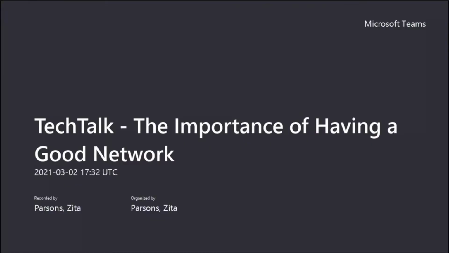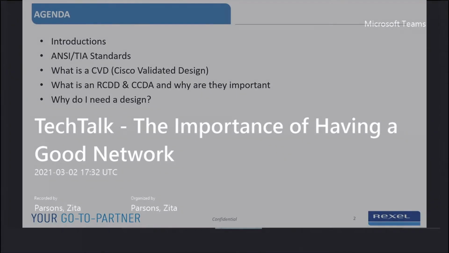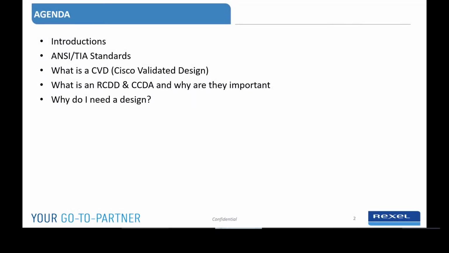Today we'll go over a couple questions. We're going to go over the importance of the ANSI TIA standards, what they are, what a Cisco validated design or CVD is, what both RCDD and CCDA are and why they're important, as well as the overarching question of why do I need a network design.